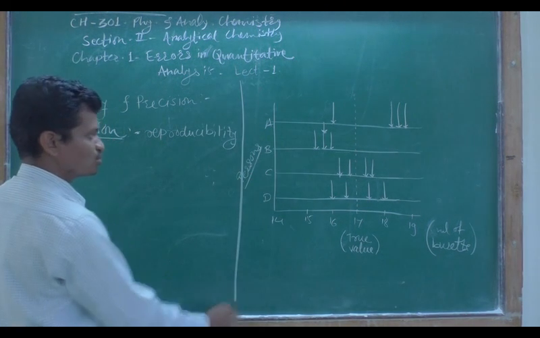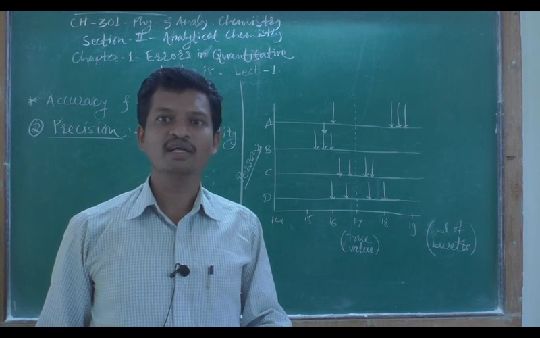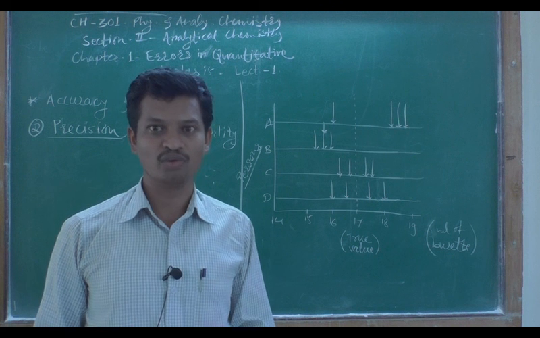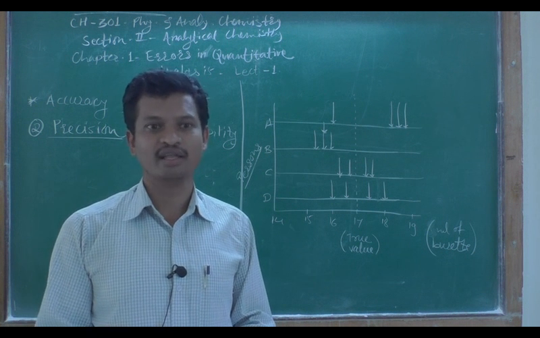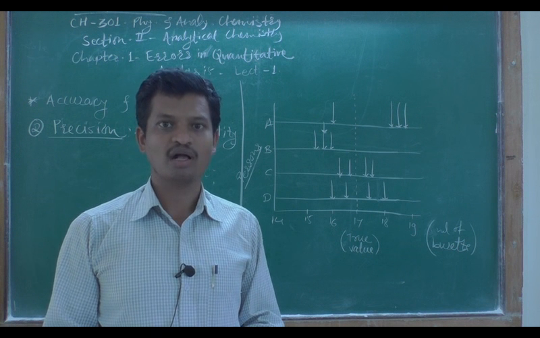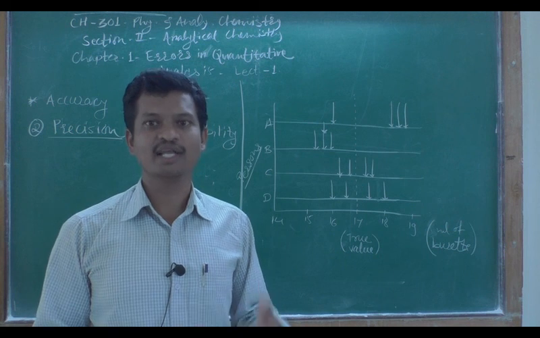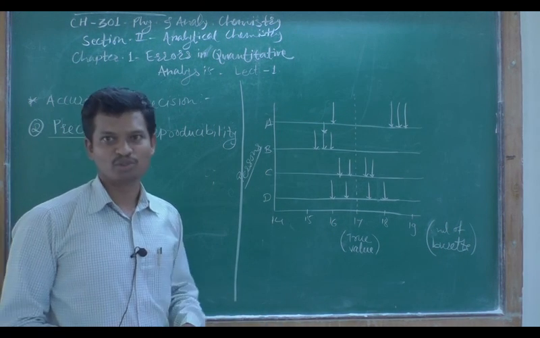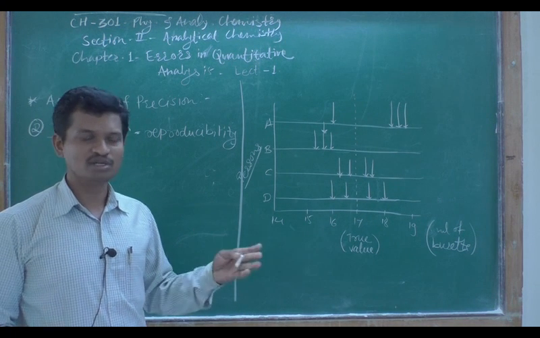So what is this reproducibility? It means how many times you are getting the same answer, the same observation, the same measured value. Again and again, how many times you get the same value for that observation, that is the reproducibility. So precision is related to the reproducibility of the observed value.